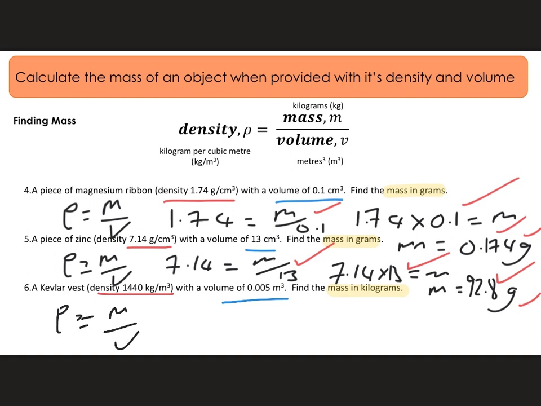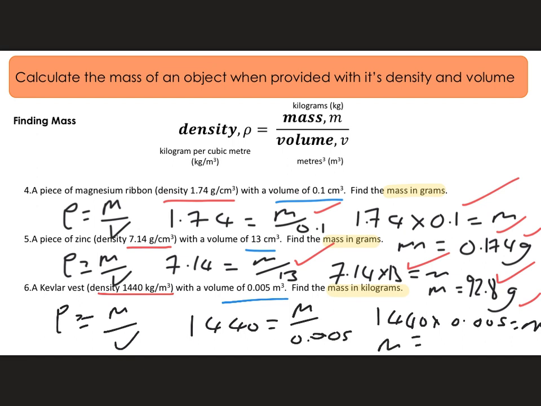Put in the numbers. So here we're going to get 1,440 is equal to mass over 0.05. We've got a divide here, so we need to take that to the other side by timesing in. So we get 1,440 times 0.05. If we put that into our calculator, we will get an answer for our mass, and that will be 7.2 kilograms.